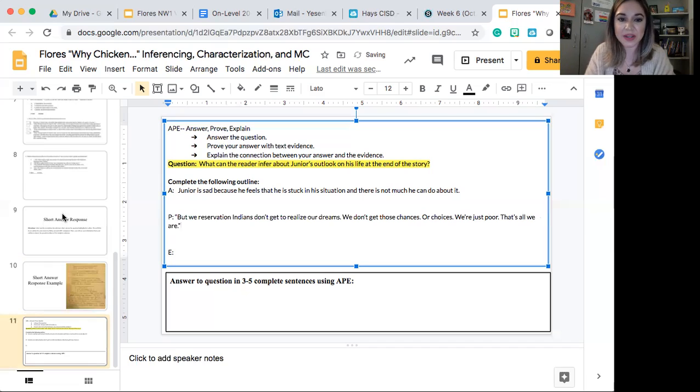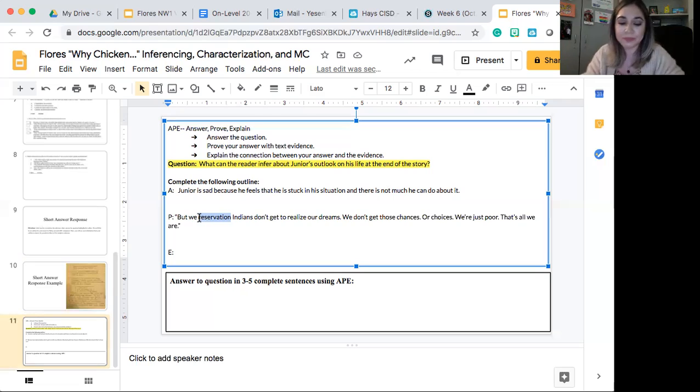There's my text evidence. Then I need to explain how I think this text evidence shows that he feels stuck and there is not much he can do about it. Well, during this line, he had just finished talking about how his mom is so smart, she could have been a teacher, and dad would have been a musician, but again, they're poor, they're reservation Indians, and they don't get to live out what they could be.